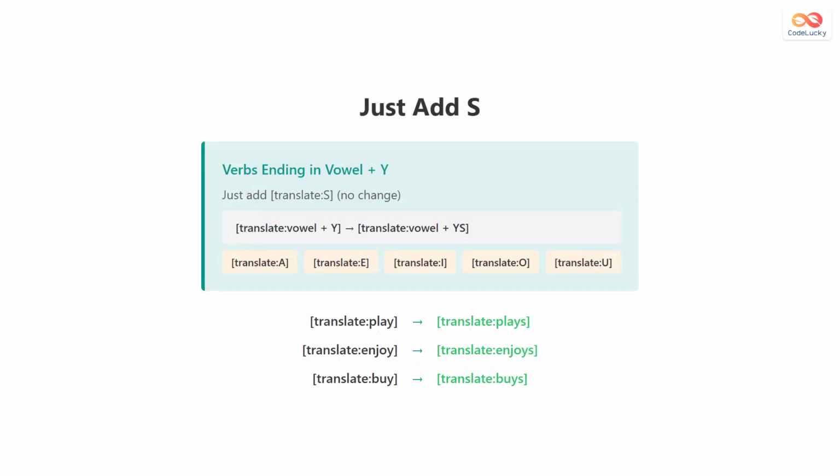But be careful. If a verb ends in a vowel followed by the letter y, you simply add s without making any changes. The vowels are a, e, i, o, and u. For example, the verb play becomes plays. The verb enjoy becomes enjoys. The verb buy becomes buys. Since there is a vowel before the y, it does not change.